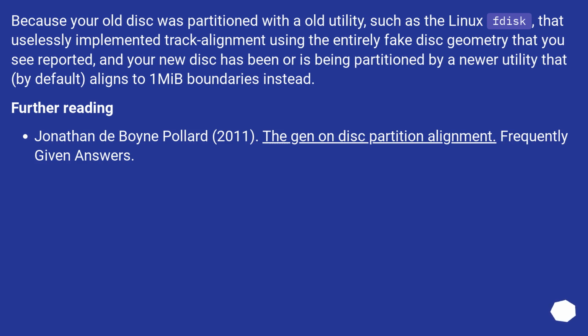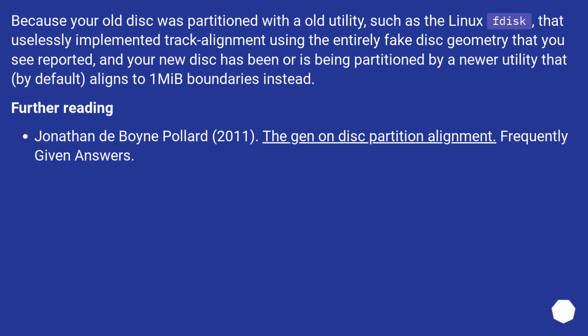Because your old disk was partitioned with an old utility, such as the Linux fdisk, that uselessly implemented track alignment using the entirely fake disk geometry that you see reported, and your new disk is being partitioned by a newer utility that, by default, aligns to 1 MB boundaries instead.